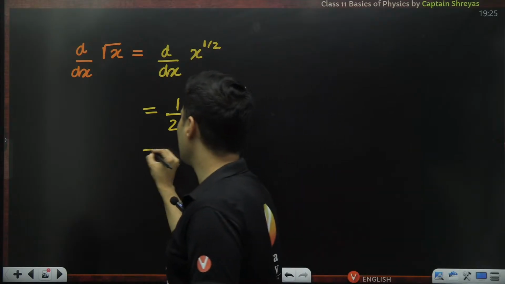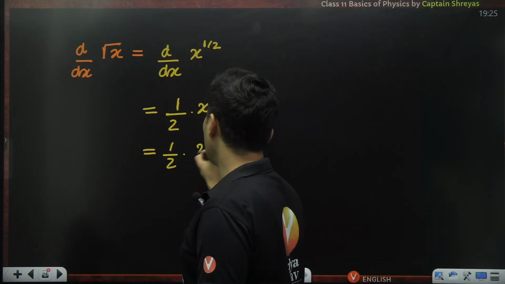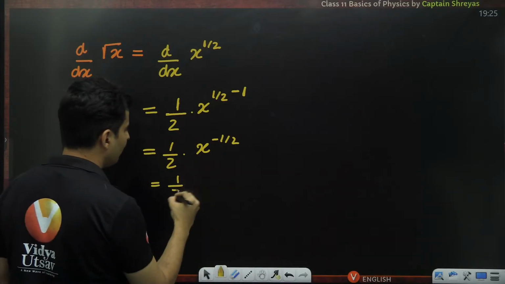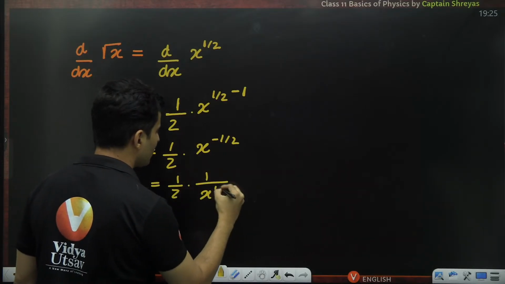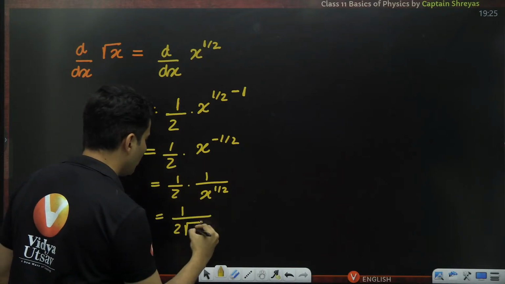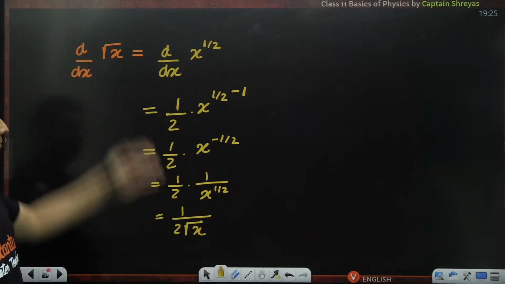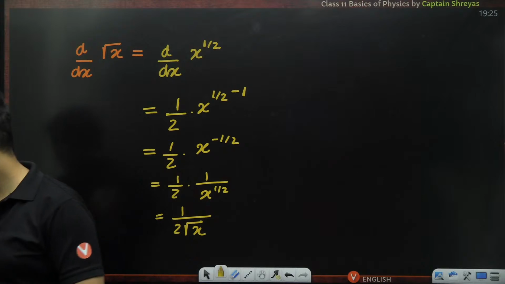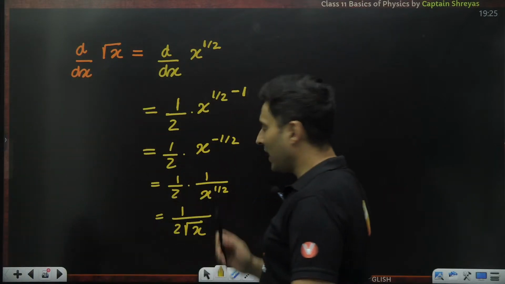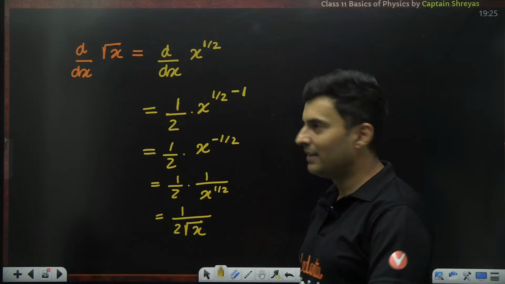So this will just become half into x raised to minus half. X raised to minus half is as good as saying x raised to half in the denominator. So this is as good as saying 1 by 2 root of x. That is the answer for this particular derivative. Yes, it is 1 by 2 root x. 2 root x is in the denominator.